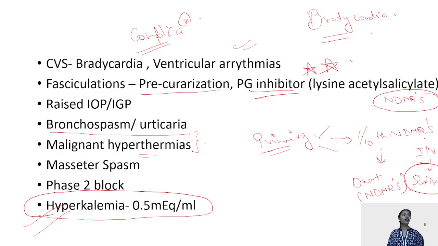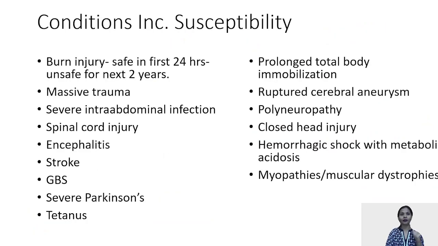Suppose a case comes, for example, where a patient needs RSI, but the potassium levels are very high. The drug of choice in such cases is rocuronium and not scoline, because scoline leads to hyperkalemia. Now, these are certain conditions which increase the susceptibility to hyperkalemia in patients who have been given scoline. Most important of them is your burns.